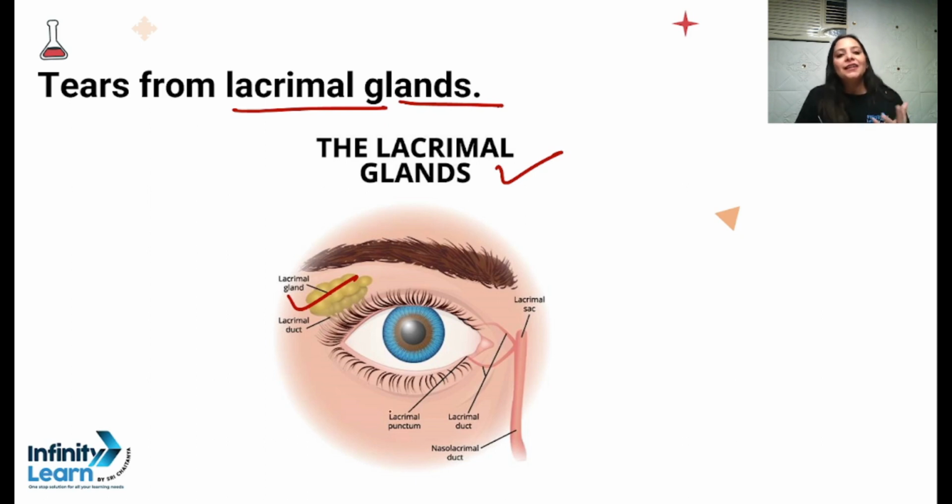When you are emotional enough, the fluid is secreted in a larger amount, and the same fluid is called tears. So it is secreted from the lacrimal gland. You can see here a lacrimal gland and a duct, right? The duct opens here and the tears are shed when you are emotional.